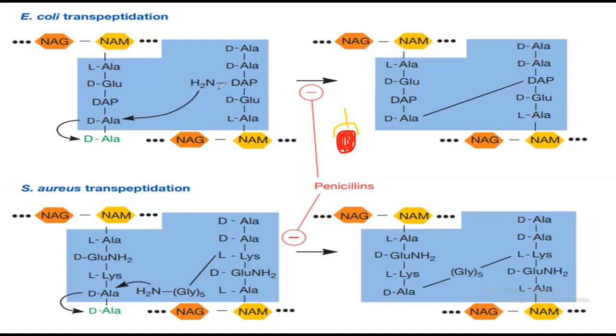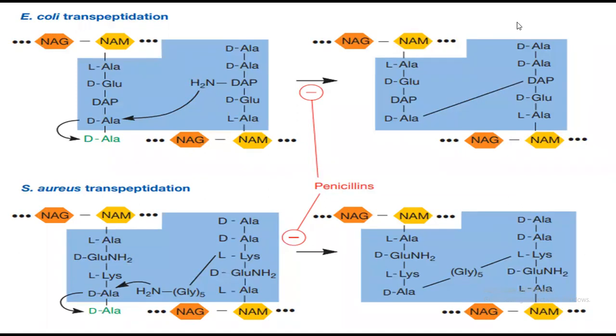In normal cases, the NH2 of the amino acid is linked with the D-alanine, and this bond is formed. But when penicillin is introduced, it can no longer be formed. Here also there is a pentaglycine ring in between the two subunits of the peptidoglycan. But when penicillin is introduced into the medium, this bond cannot be formed. Just because of it, the peptidoglycan layer will be very weak.